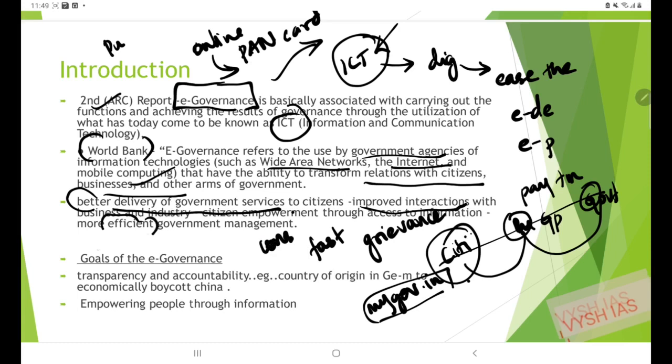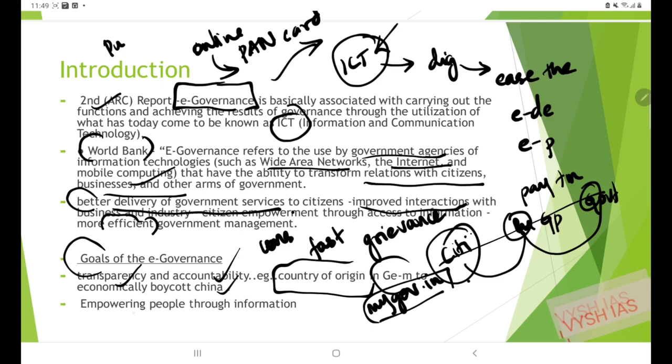Overall, the goals of e-governance include improving transparency and accountability. Here you can quote an example: we used the country of origin clause in the Government e-Marketplace, and that was a move to economically boycott China. You can search the details of this, and that will be the task for you today.